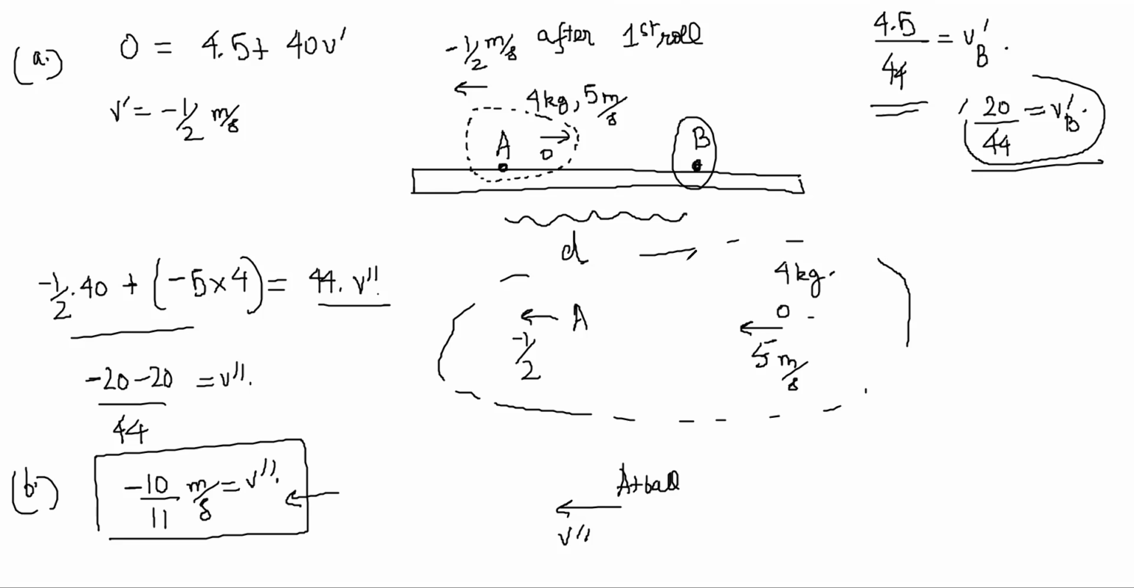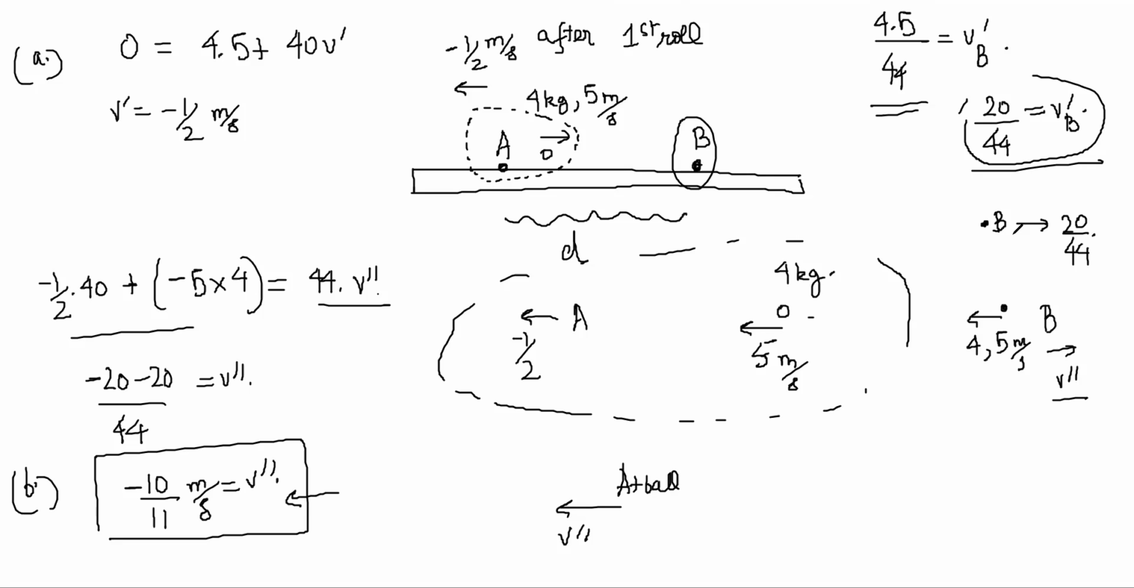Then he throws. Right now, before he throws, the mass of ball plus B were moving at 20 by 44 this side. And after he throws, the ball is moving at this speed, this is the situation for the ball. And for B, we don't know the velocity, so we have to find the velocity of B after he throws it.